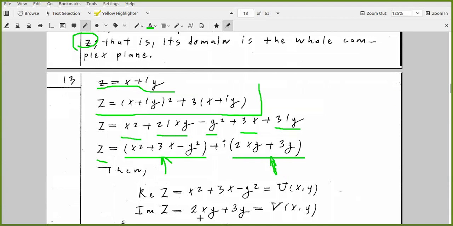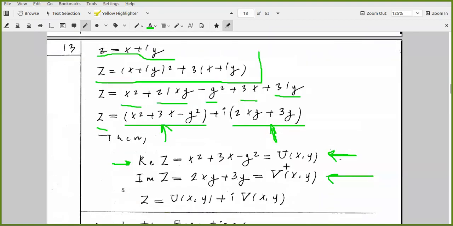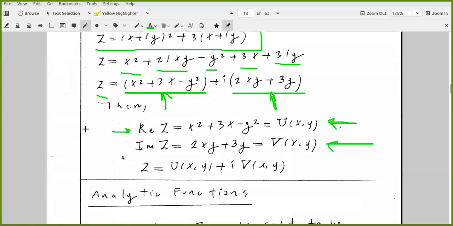Therefore, we will adopt this notation. Real Z is now x squared plus 3x minus y squared. This is also denoted by a function u of x, y. And imaginary Z is this function, which is also symbolized by this function v of x, y. In other words, Z is u plus i times v. And that's a complex function. Do you have any questions about the definition of the complex function? Now, what are the properties, and differentiability properties especially, of the complex functions?